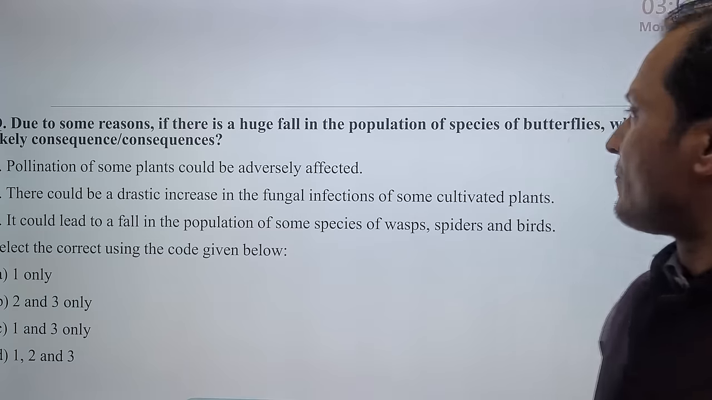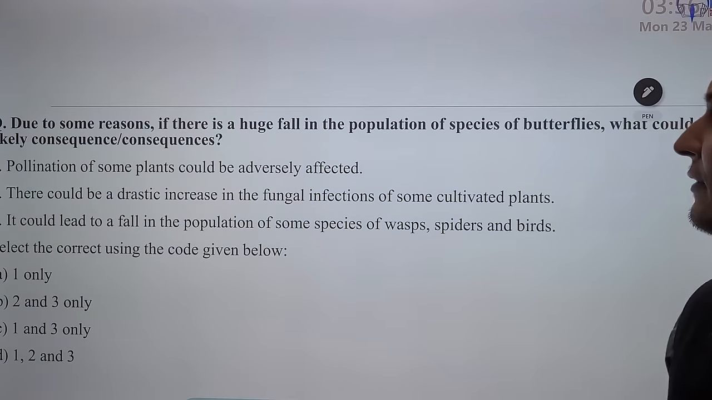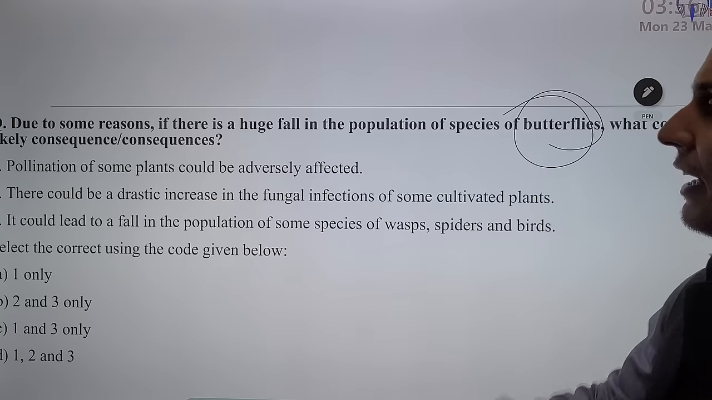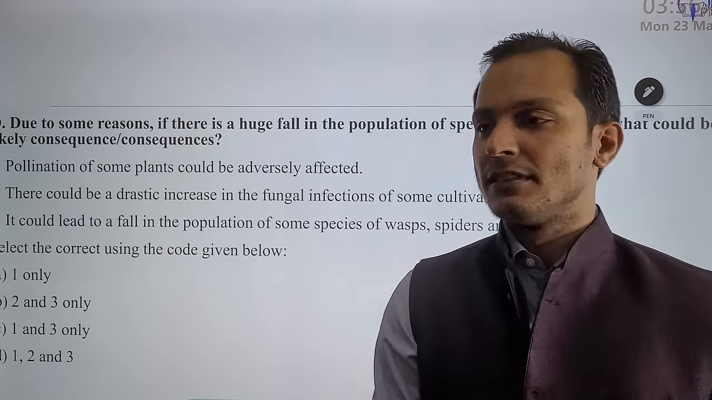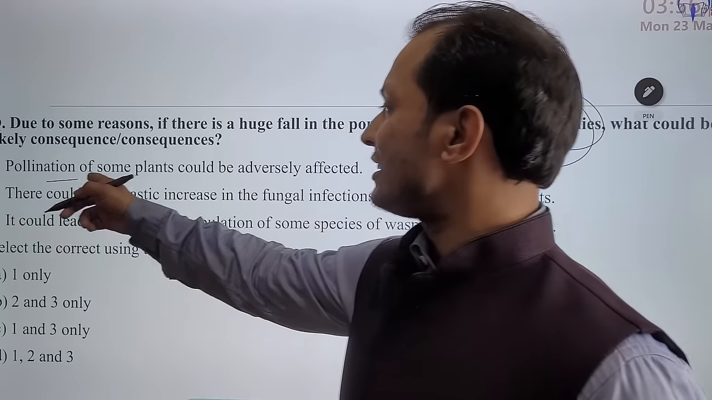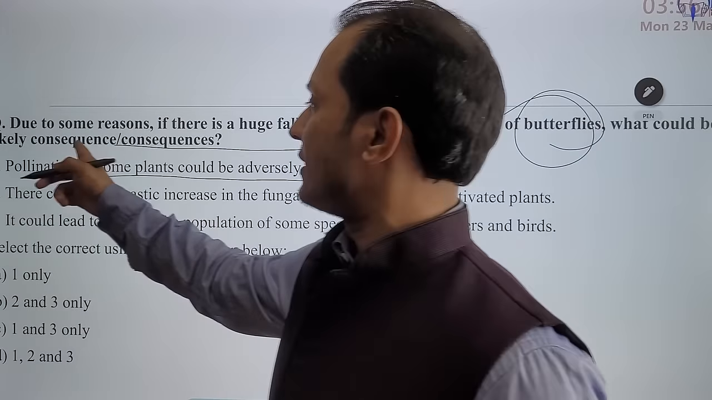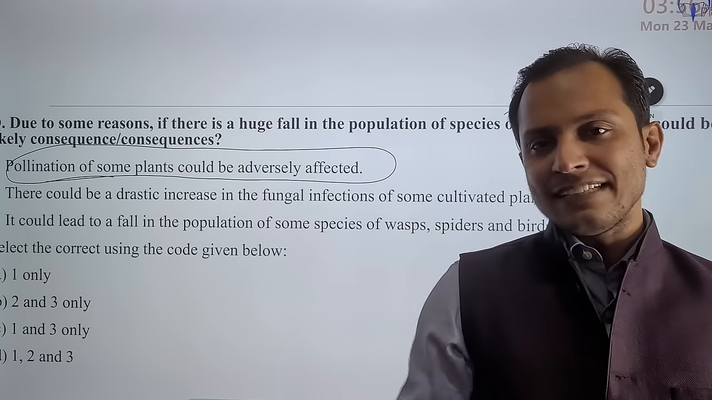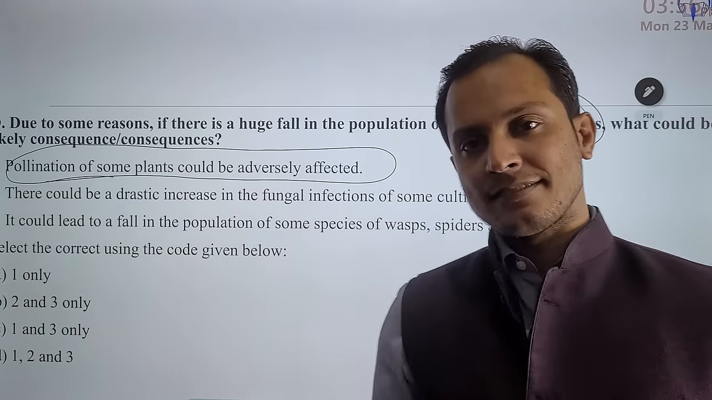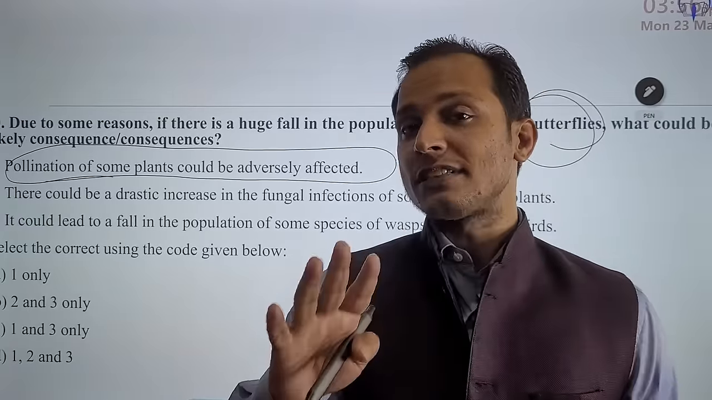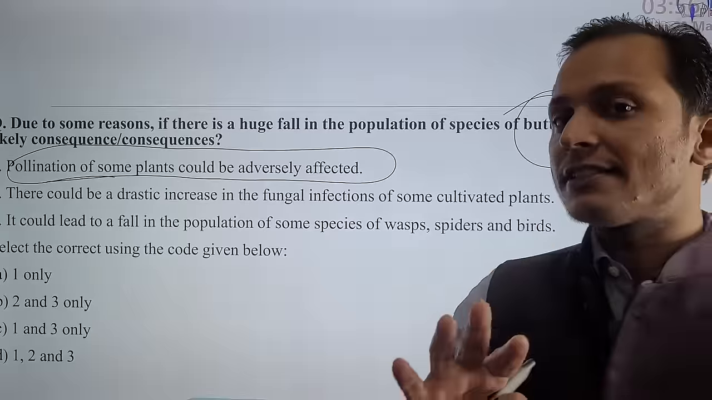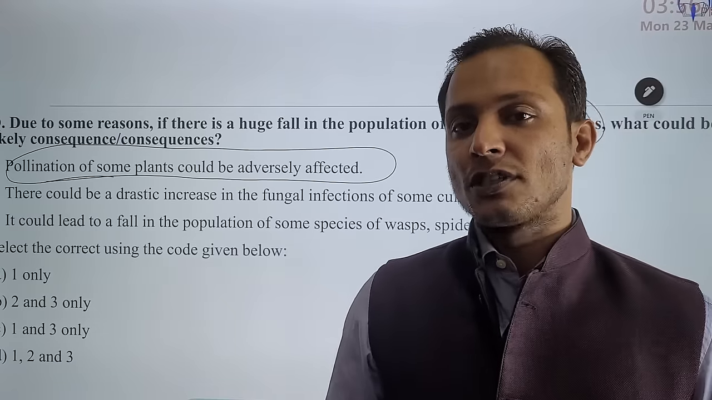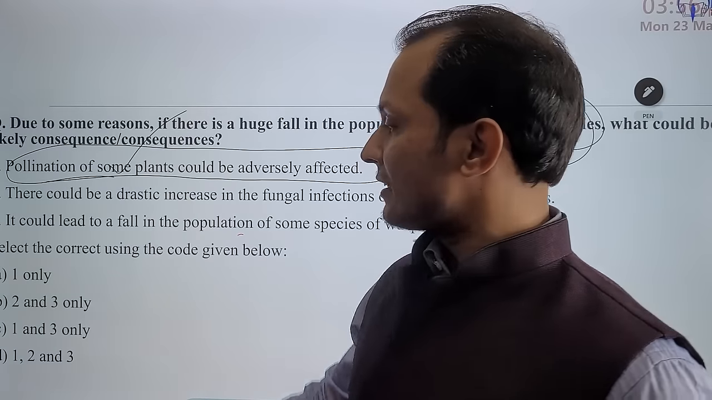Next question, you see this. It says that due to some reason, if there is a fall in the population of butterflies, what would happen? You see, the first statement says that pollination of some plants will be adversely affected. Obviously, butterflies are one of the pollinators, along with bees, along with bats. And pollination, guys, is a very important concept in biodiversity. Okay, you can expect questions on pollination even in future also. Okay, so obviously statement 1 is correct.